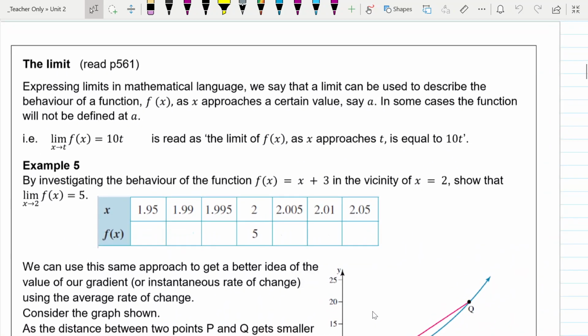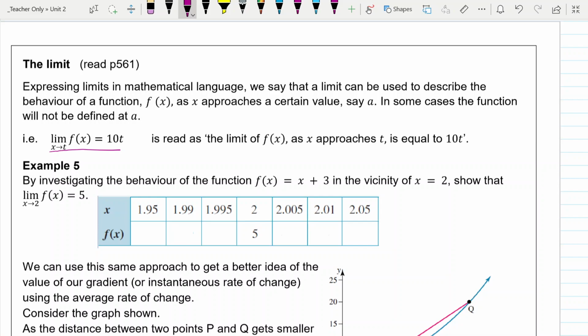Alright, so expressing limits in mathematical language, we say that a limit can be used to describe the behavior of a function, so the function's name is f of x, as x approaches a certain value, say a. And in some cases, our function actually can't be defined at a. The nomenclature, or the way it is written, looks like this. So the limit as x approaches t is equal to 10t. Okay, we read that as the limit of f of x as x approaches t is equal to 10t.